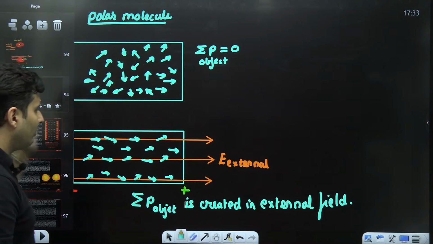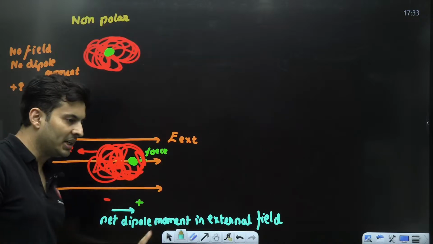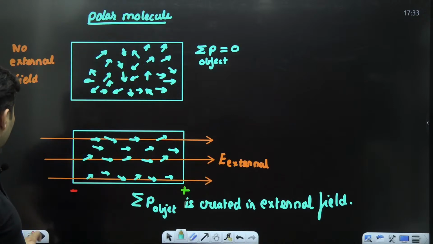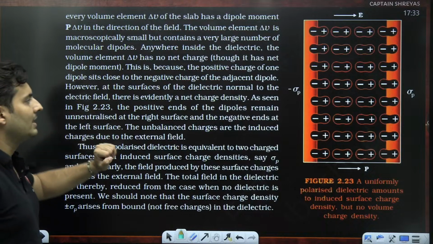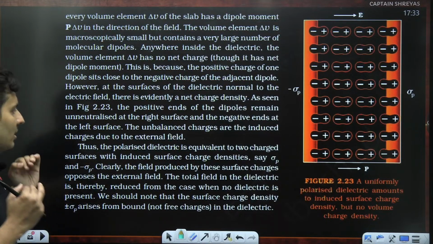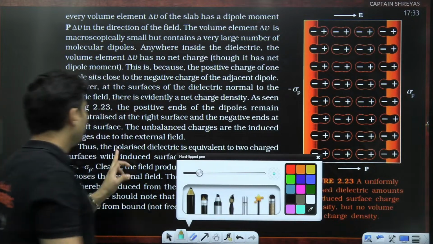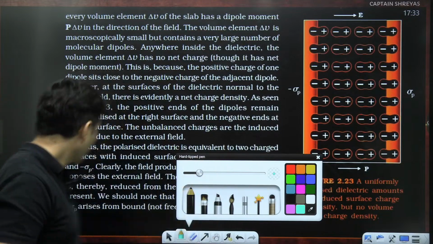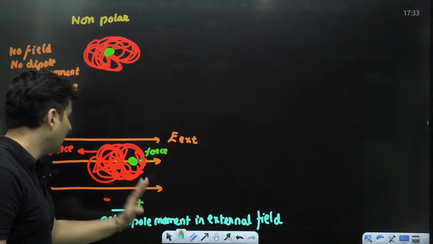Now, whether it is this scenario or this scenario, the point is there is a dipole moment which is created when you apply an external field. Because of that, you will see that there is an induced electric field which reduces the total electric field. Thus, you will see that the meaning of polarized is that you have separated the charges, you have created a separation, you have polarized it. This side became negative, this side became positive.